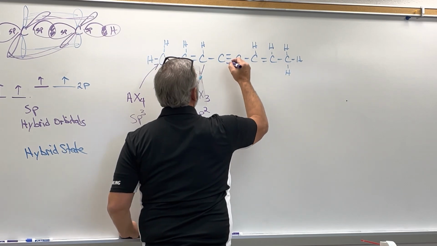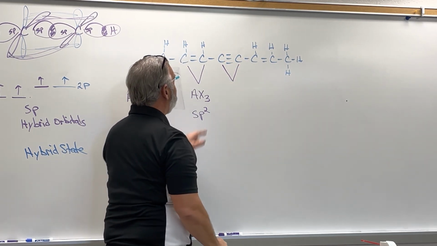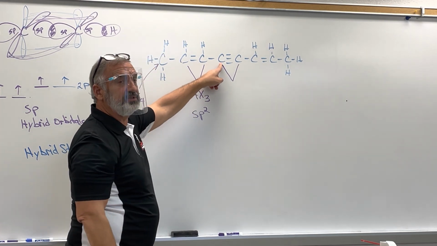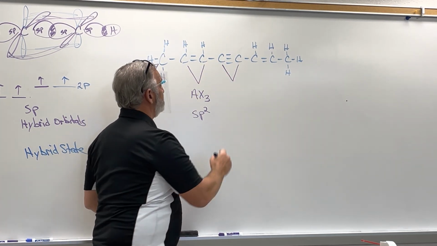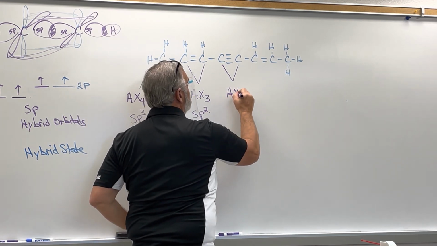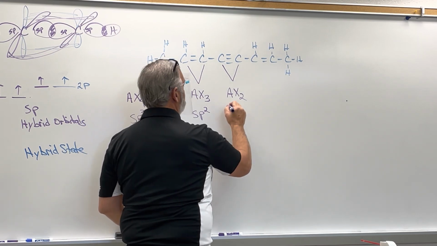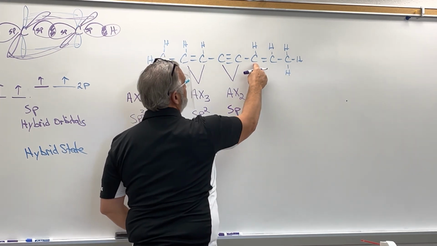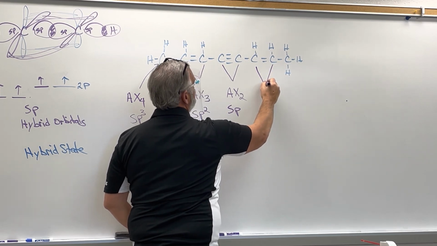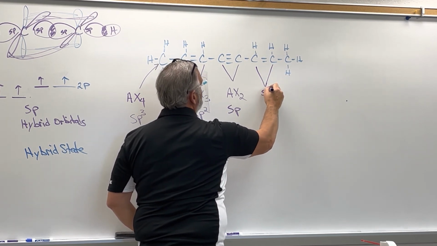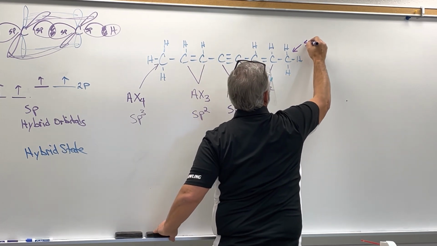Okay, now if I look at these 2 carbons, how many things are attached to each of those 2? 2. 2 things, 1, 2. Okay, so we're going to say it's AX2, so what type of hybridization is it? sp. So what do you think this one's going to be? sp2, and this one's going to be sp3.